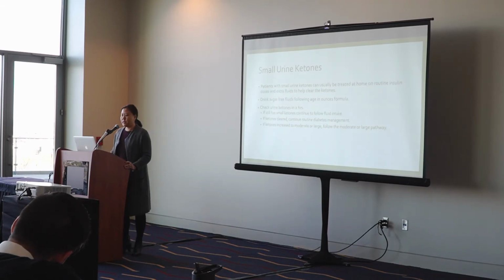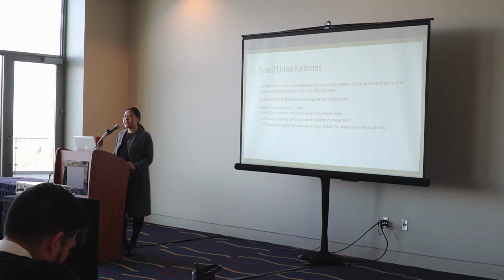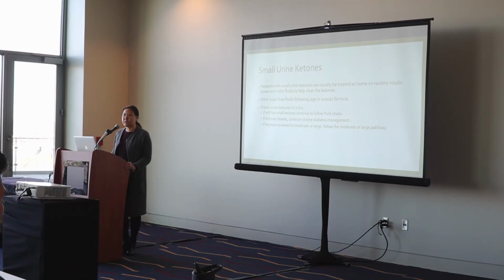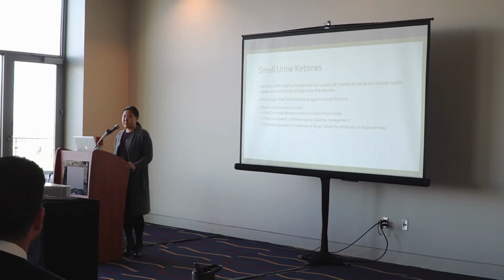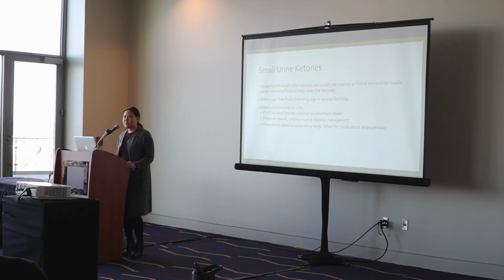Okay, so if you have small ketones in your urine, that's just a very early warning flag that you might be getting sick. So you just drink your age in ounces and continue to follow your ketones. If they're due for a shot with a meal, they do that shot for their meal. They don't do extra injections of insulin. And it doesn't matter if their blood sugar is 400 or 240. If they have small ketones, they can wait for their next meal to do an insulin shot.